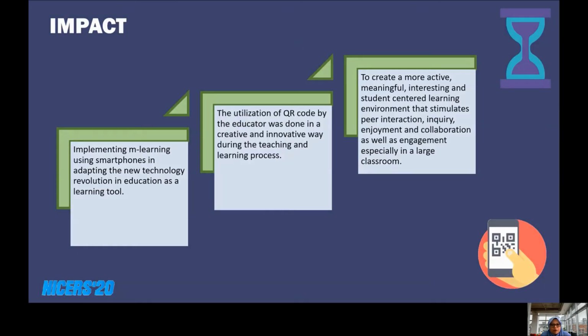The impact of this innovation is, first, implementing learning using smartphones as a learning tool in adapting to the new technology revolution in education. Second, the utilization of QR code by the educator was done in a creative and innovative way during the teaching and learning process. The third impact is to create a more active, meaningful, interesting, and student-centered learning environment that stimulates peer interaction, inquiry, enjoyment, and collaboration, as well as engagement, especially in a large classroom.